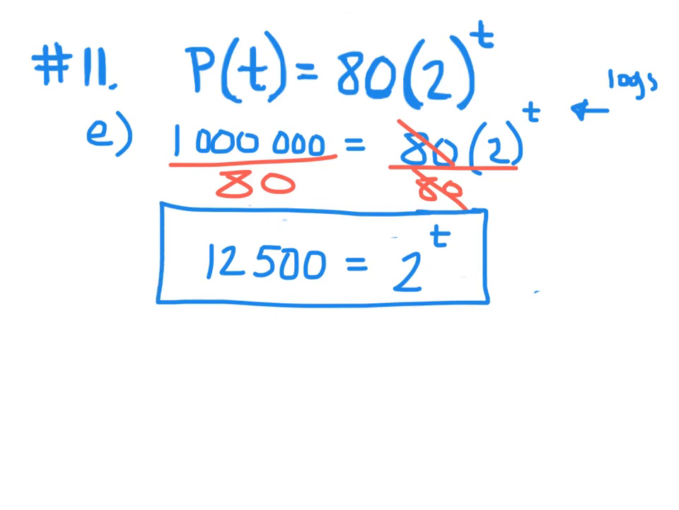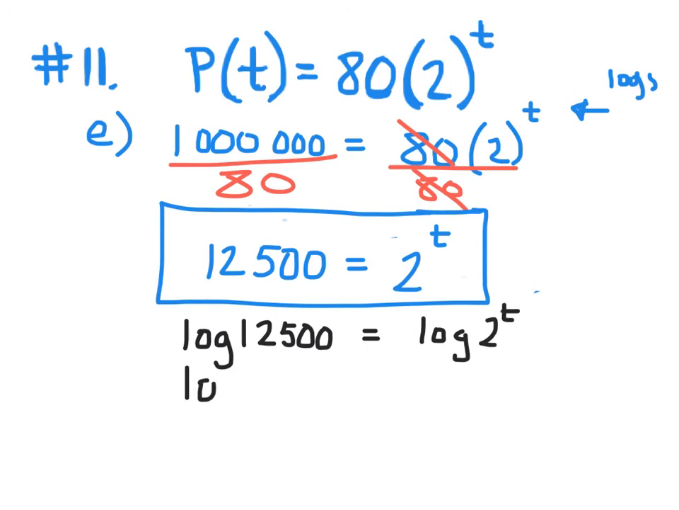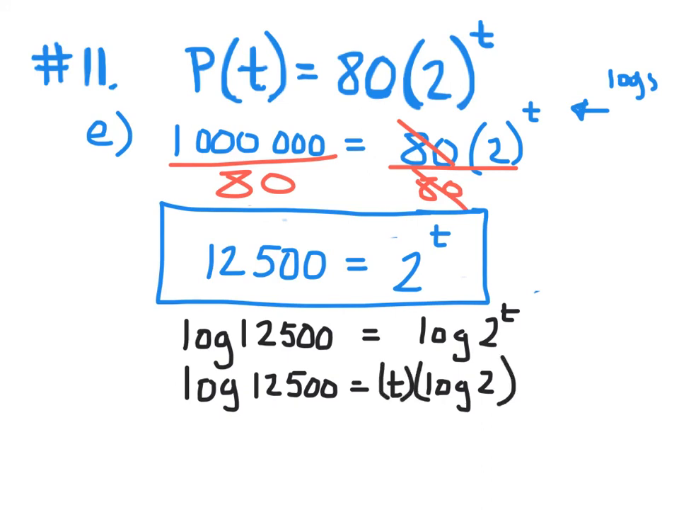Now remember how to solve something that looks like this using logs so that you're able to solve it every single time. If I decided to take the log of both sides, so I take the log of 12,500 and I also take the log of 2 to the power of t, remember what log does. So on this side I'm left with log 12,500 equals, and on this side I can write t times the log of 2, because that's what it's equal to.